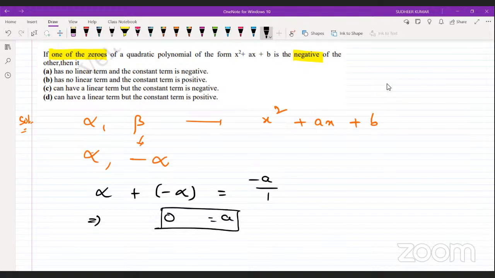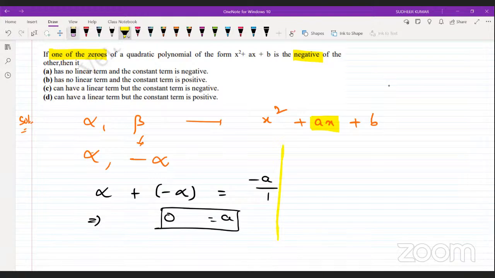What's the meaning of this if a equal to 0? A equal to 0 in the sense this term will be vanished. When the highest power of the variable is 1, then only it is called a linear term. In this case, ax is called the linear term because the power of x is 1. If a equal to 0, the linear term is vanished, so it has no linear term. So we have fixed that option A or B is the correct answer. And whether the constant term is negative or positive, that should be decided now.